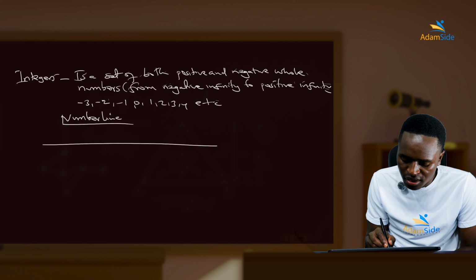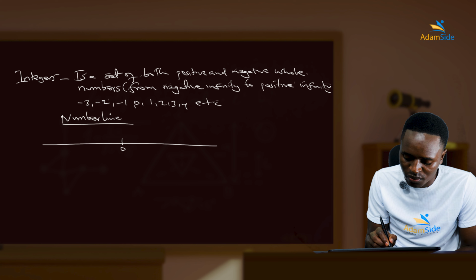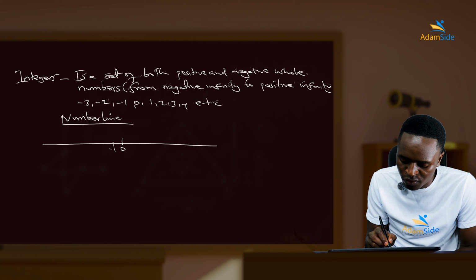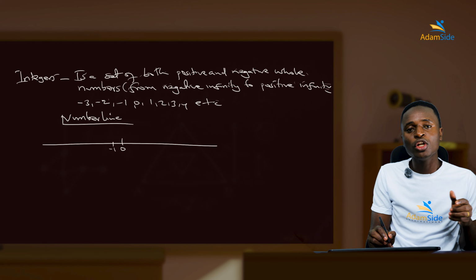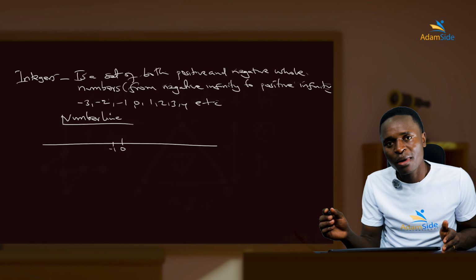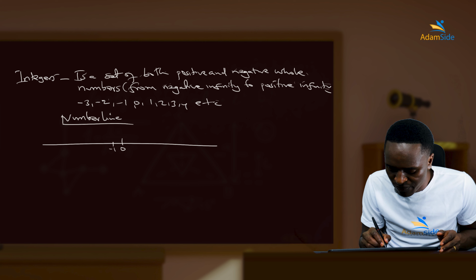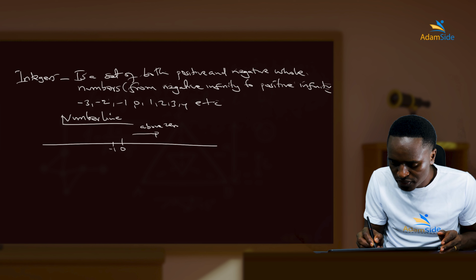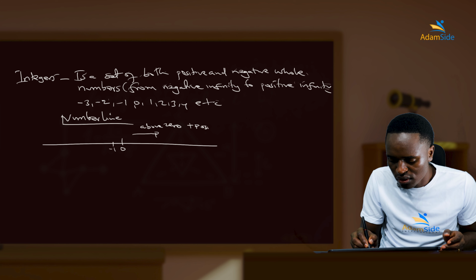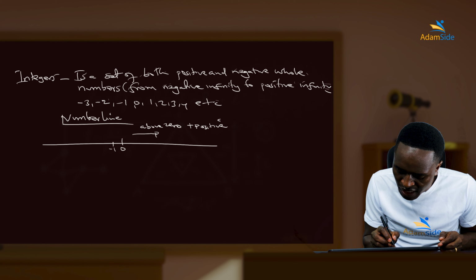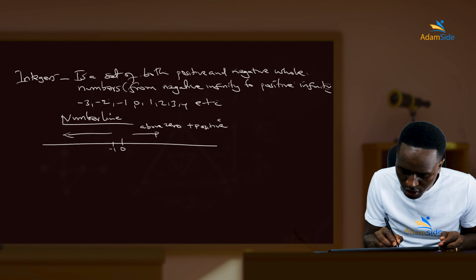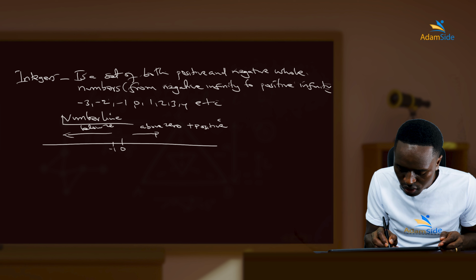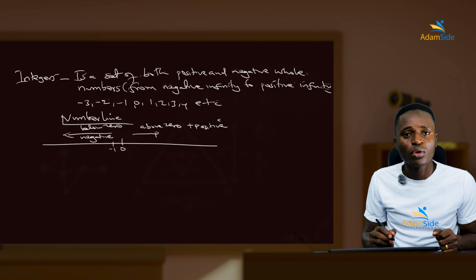We start with 0 at the center. From 0, any number below 0 is negative, and any number above 0 is positive. So here, all values above 0 are positive values, and all values below 0 are negative values or negative numbers.